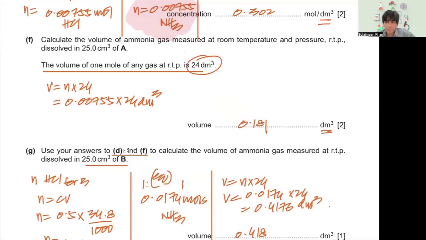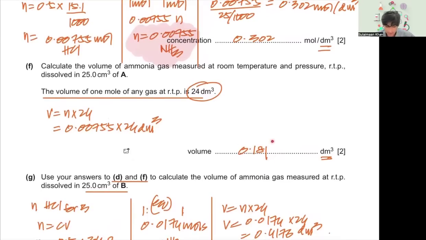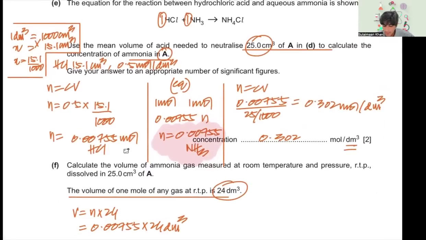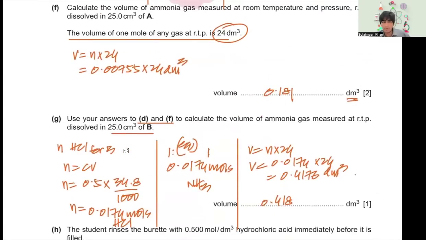You could also work around with concentration. See, he said use D and F. In F, you had this much dm cube, and in D, you know that the volume of hydrochloric acid used for B was 34.8. Remember, I made you calculate a factor here? Can you take the factor 2.3 from D and multiply it with 0.181? What do you get? You should get the same thing.